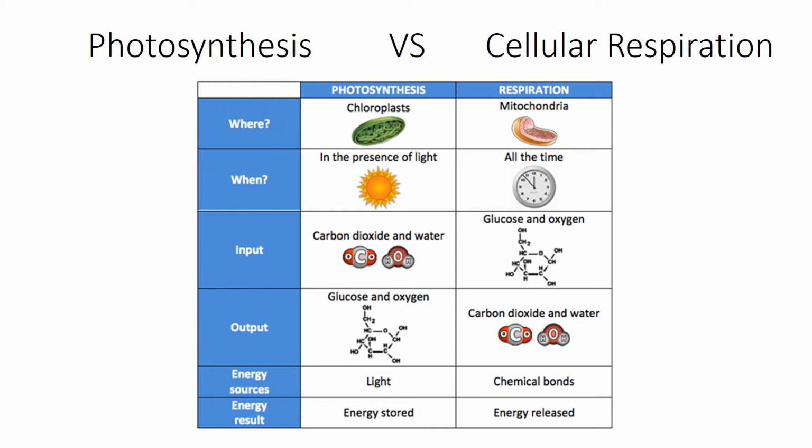I'm going to say it one more time: all organisms have to do some kind of cellular respiration. So remember, plants have both of these. Plants have chloroplasts and mitochondria. They do both. Cellular respiration is not just for animals. Photosynthesis is just for organisms that have chlorophyll. But everybody has to do some form of respiration.